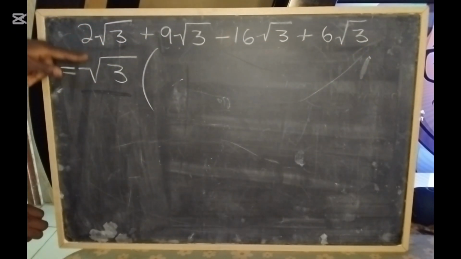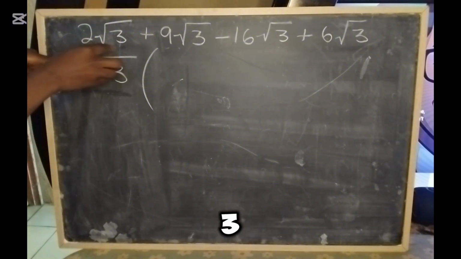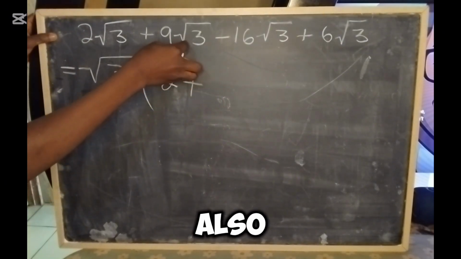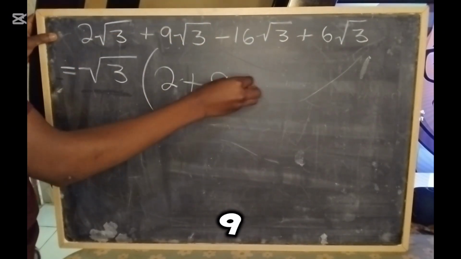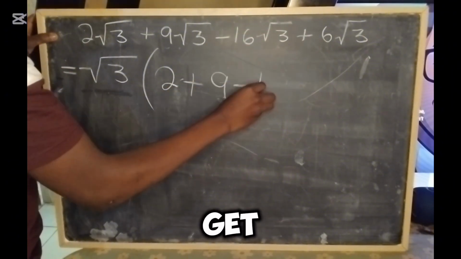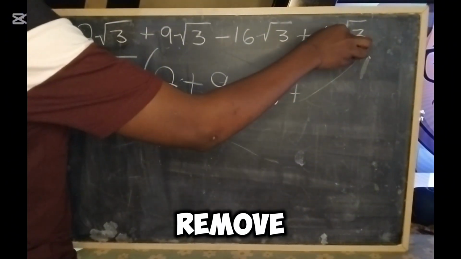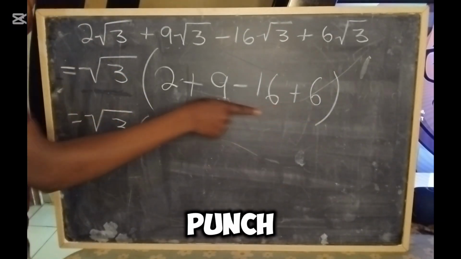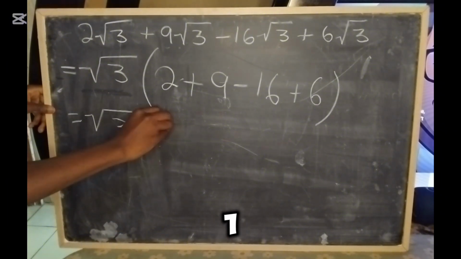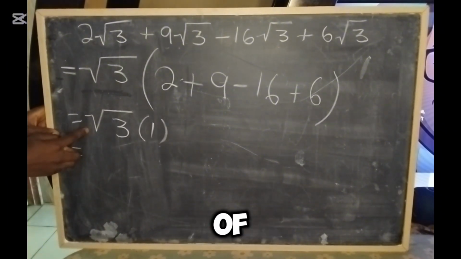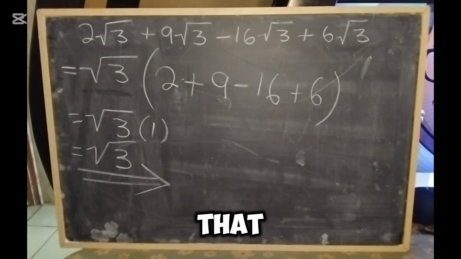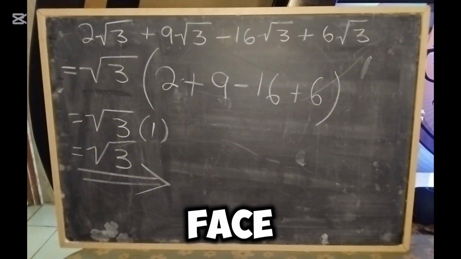Then, because you've taken out the square root of 3, if you take out this square root of 3, you're left with 2. Also here you remove the square root of 3, you're left with 9. Here you remove the square root of 3, you get 16. Also here, you're left with 6. Then when you punch this into a calculator, you get 1. Then the square root of 3 times 1 is just the square root of 3. This is your answer. You see that this question needs you just to open your eyes. When you open your eyes, you'll see the answer in front of your face.